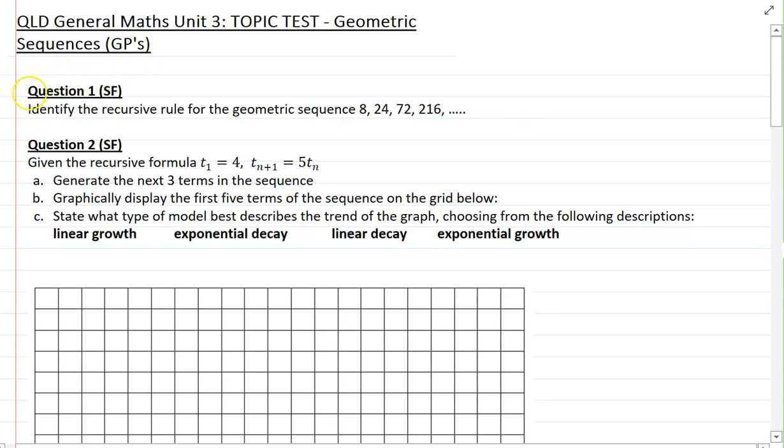Starting with question 1, which is a simple familiar. It's asking you to identify the recursive rule for the geometric sequence 8, 24, 72, 216. So remember, with the recursive rule, you're trying to find the common ratio between each of the consecutive terms and build it from that. So have a go at the question and we'll check in shortly.